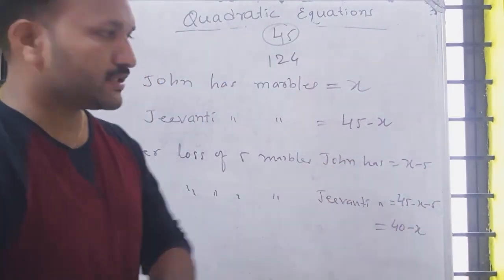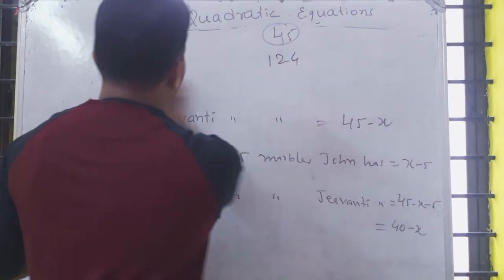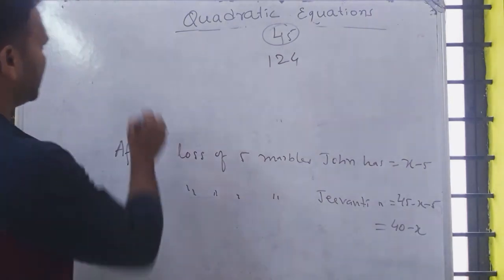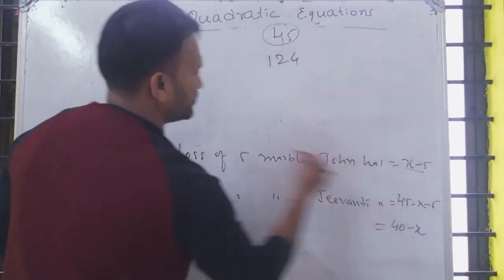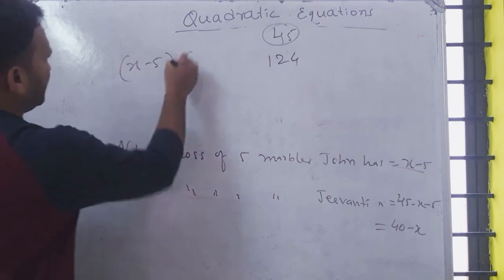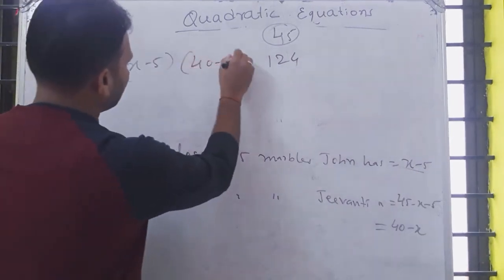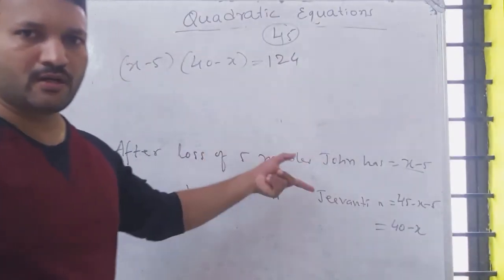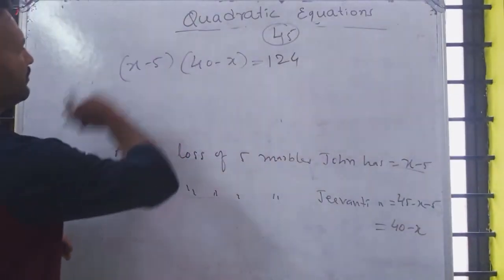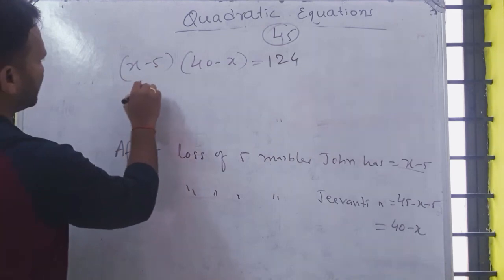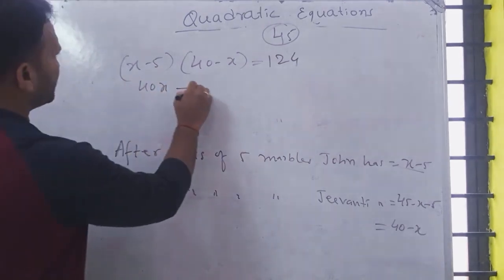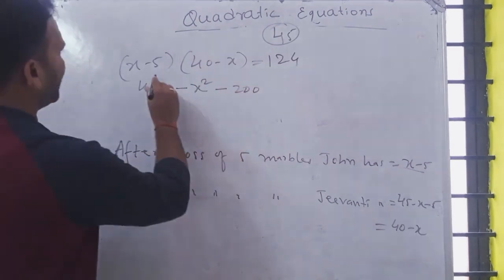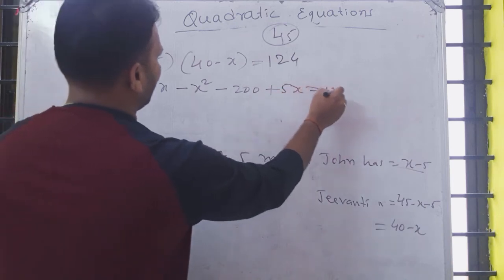Now the multiplication, that is the product of their marbles after the loss. After the loss means John has X minus 5, Jivanti has 40 minus X. How many? 124. Now calculate the number of marbles with John and Jivanti. So this can be multiplied: 40 into X, 40X, minus X square, minus 200 plus 5X is equal to 124.